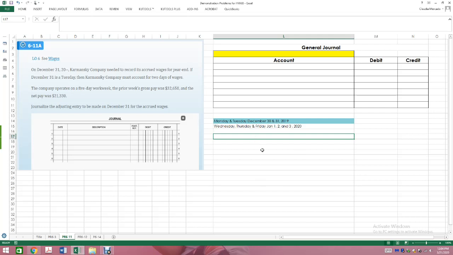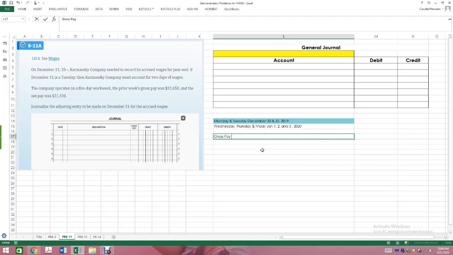So first, I'm going to start off. We always do our calculations based on our gross pay. Gross pay is how much they actually earned. Net pay is what they take home. Our accrual is not going to be based on what they take home. Our accrual is going to be based on what they actually earned.